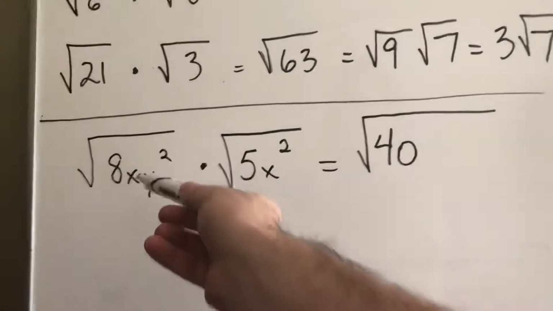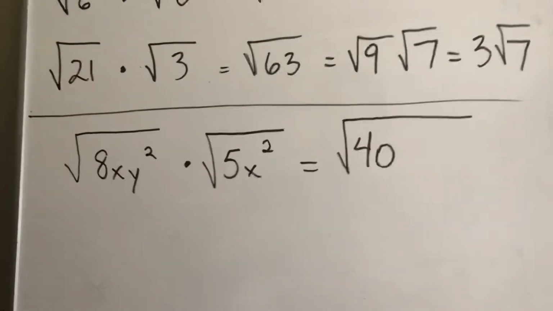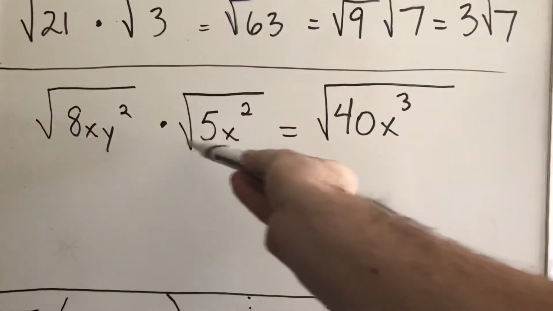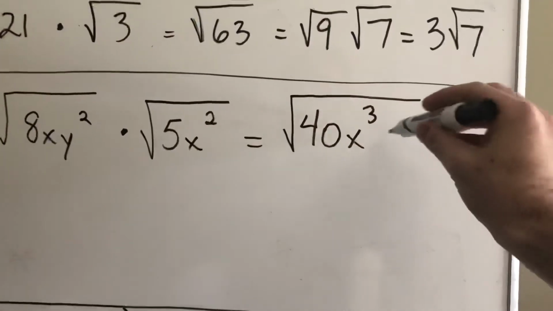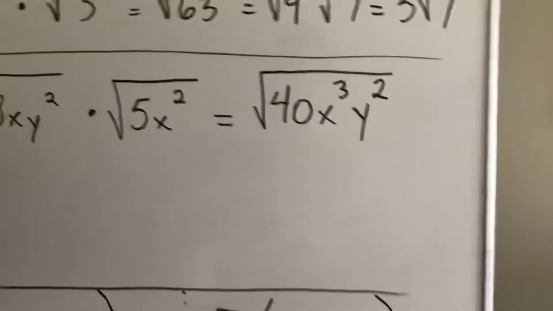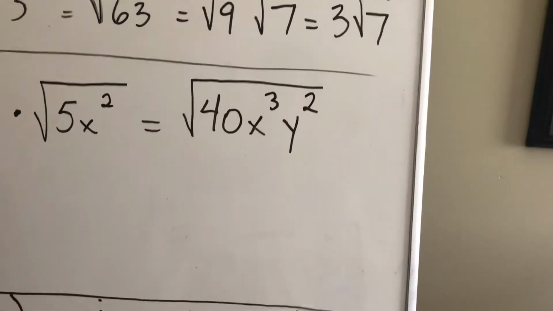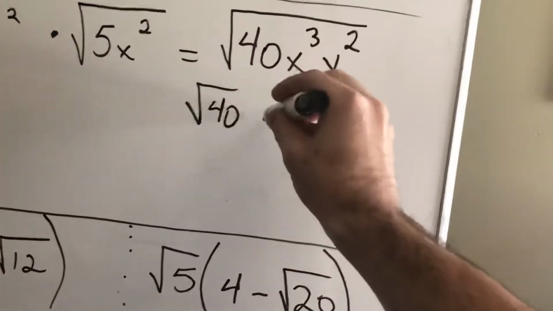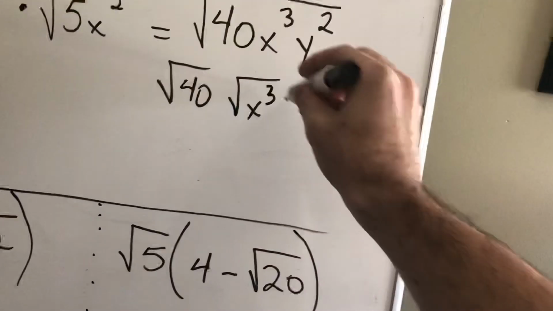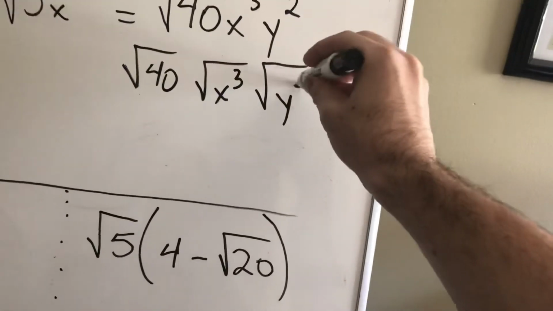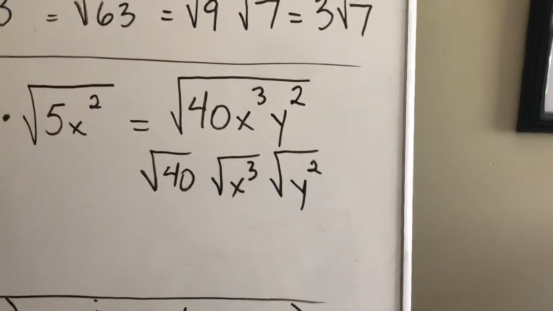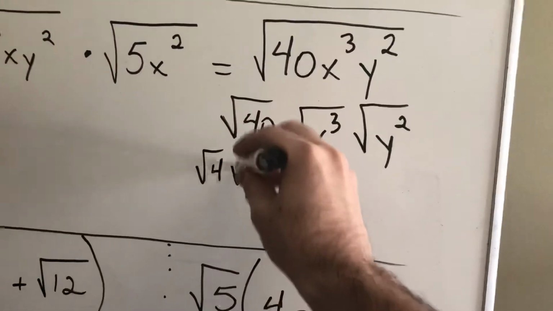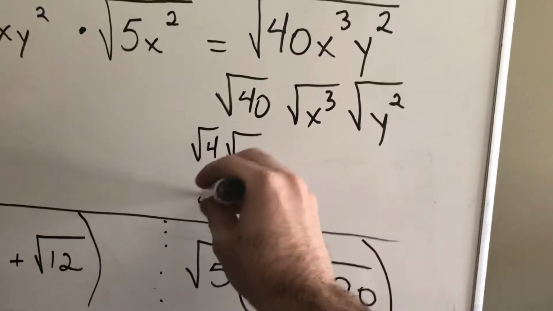And then we have root x and root x squared. Based off your exponent rules, that's going to give me x cubed. I have a y squared, no y in the second factor, so let's leave it as y squared. Now I just need to simplify this one term. So we'll break it up into parts. I would say radical 40, radical x cubed, radical y squared. Perfect square factor for 40, that'd be 4 and 10. That's the best we can do. It's going to give me 2 root 10.